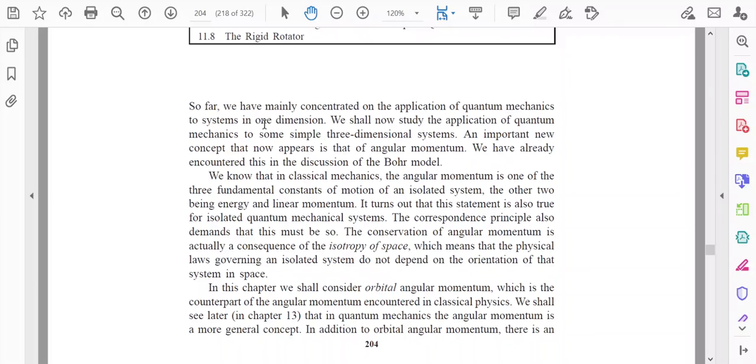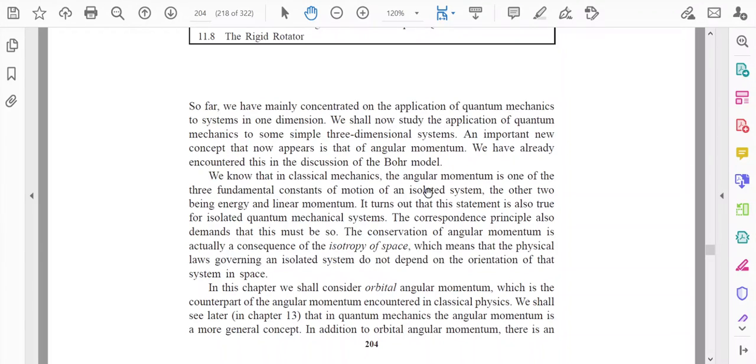But before the discussion, it should be mentioned that in the previous lectures we have shown the application of quantum mechanics to some systems with one dimension. But apart from one dimension, there are several applications of quantum mechanics to some three-dimensional systems also. An important new concept that appears is that of angular momentum. So, to describe the application of quantum mechanics in three-dimensional systems, one important topic, that is angular momentum, needs to be discussed.